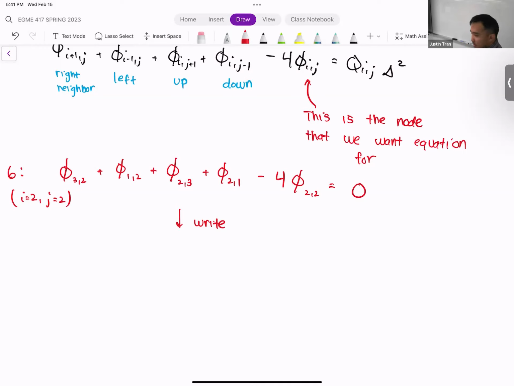So technically, this is the equation that we're looking for, but it's not really useful right now because everything's in I comma J. So usually what we like to do is take this equation and write it in terms of its nodal ID.